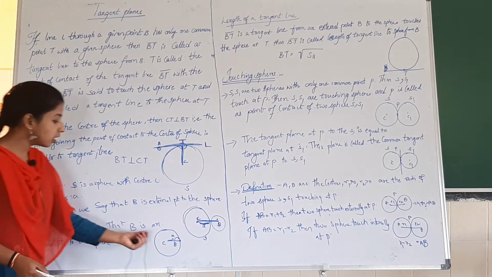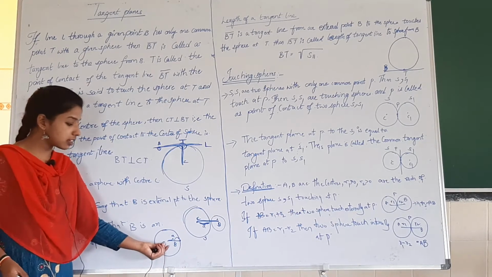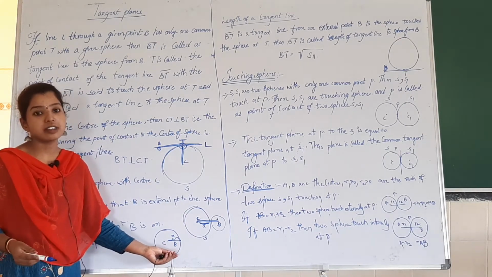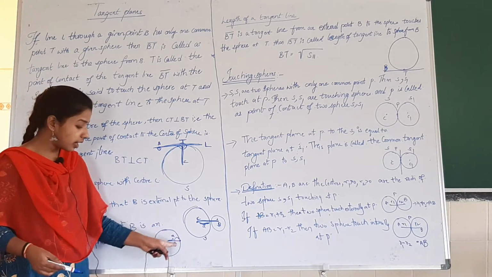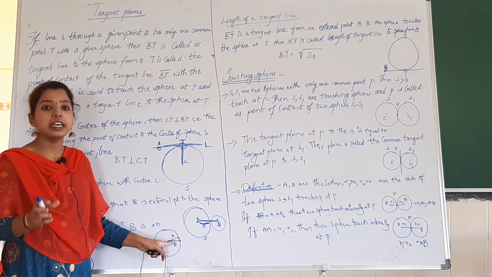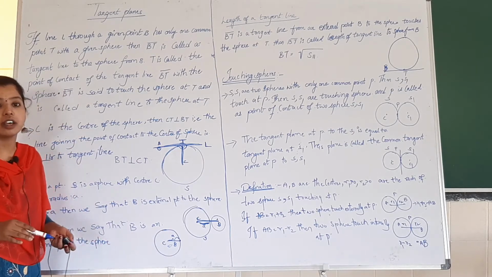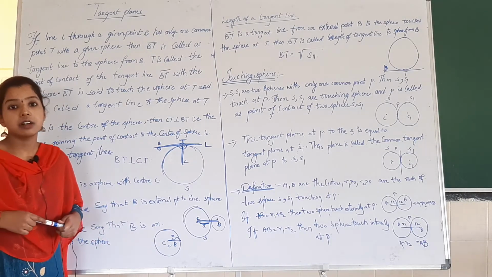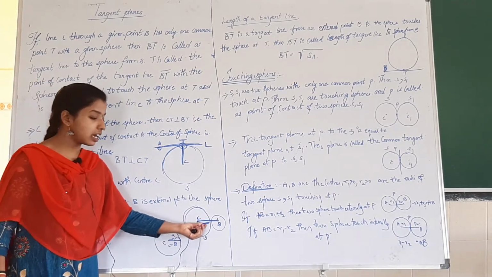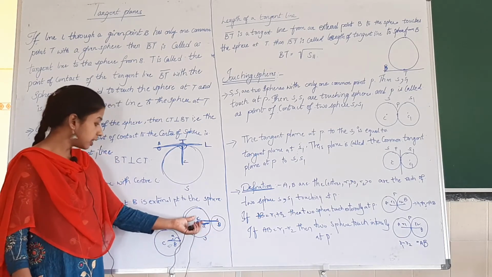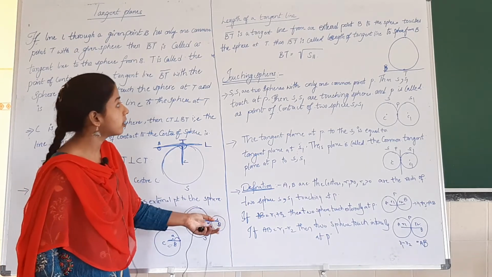Similarly, if BC is less than A, that is, if the distance between the point C and the point B is less than the radius of the given sphere, we can say that B is an interior point. If the distance between B and C is less than the radius, we can say that B is an interior point.